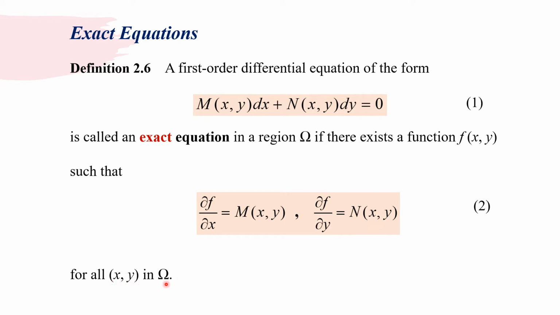Okay, the definition says that suppose there is a region known as Omega, and in that region there exists a function f of two variables x and y. Now, if you evaluate the first partial derivative of f with respect to x, and it turns out to be exactly equal to the function M(x,y), and if you evaluate the first partial derivative of f with respect to y, and it turns out that it is equal to the function N(x,y), for all (x,y) in the region Omega, then we say that this first-order differential equation of the form M(x,y) dx + N(x,y) dy = 0 is an exact equation.